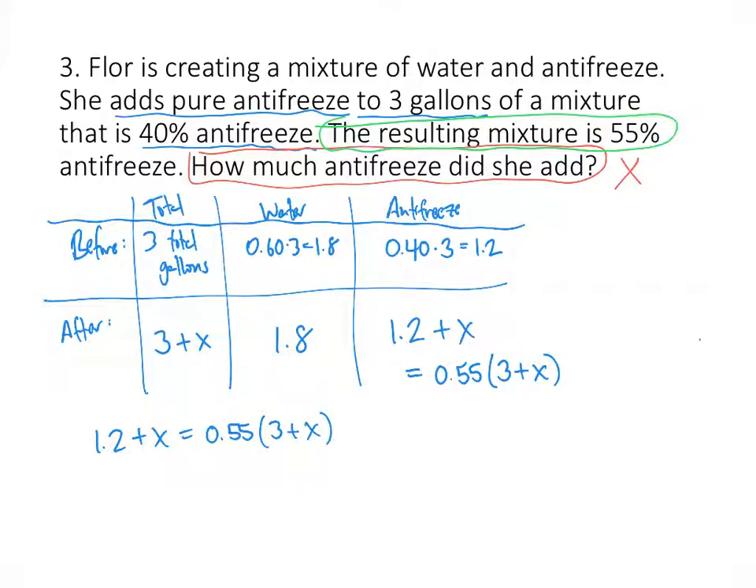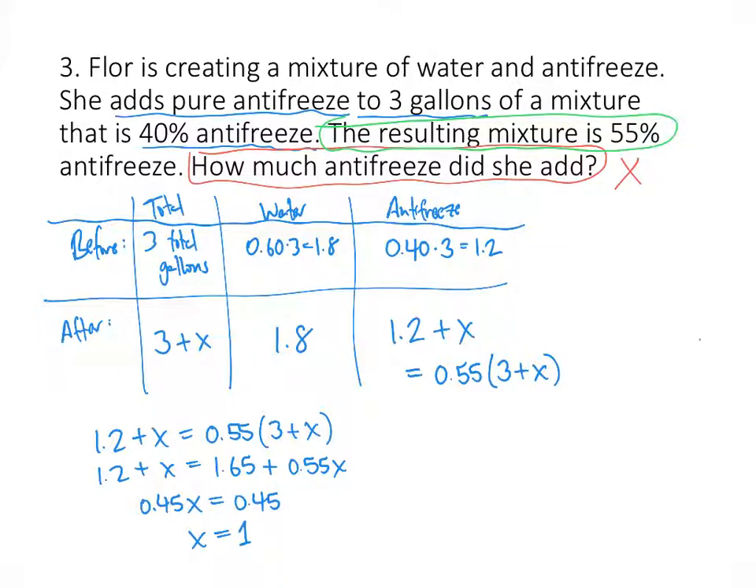And we're just going to solve it the way we normally do. We'll multiply out the right-hand side. 0.55 times 3 works out to be 1.65 plus 0.55 times X. I'm going to subtract 0.55x from both sides. That gives me 0.45x on the left. And I'm going to subtract 1.2 from both sides. That gives me 0.45 on the right. Divide both sides by 0.45, and I get x equals 1.